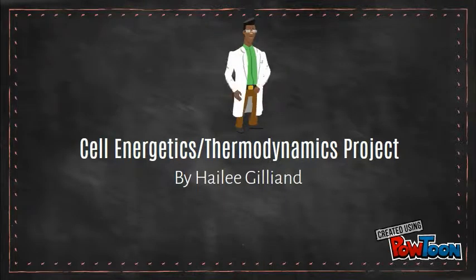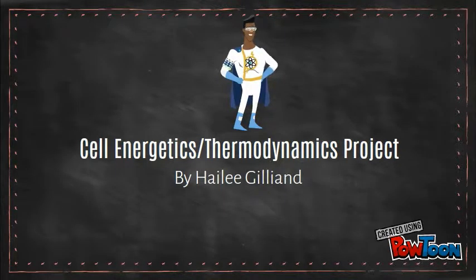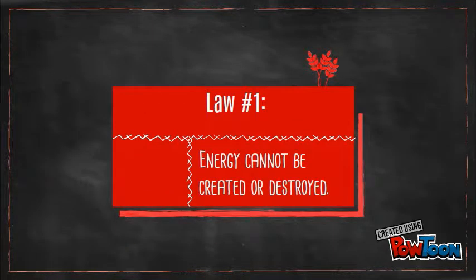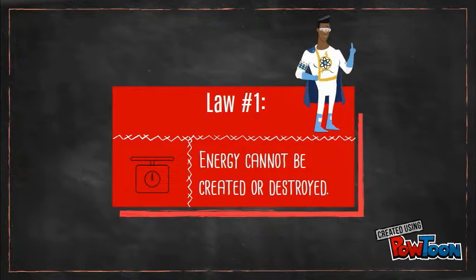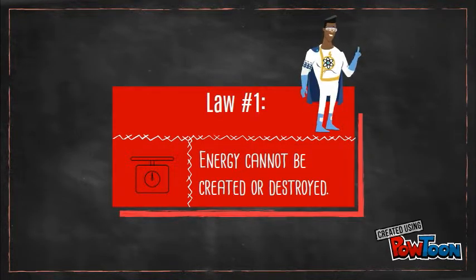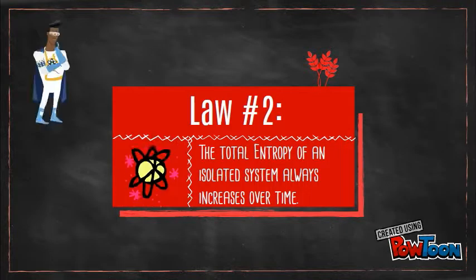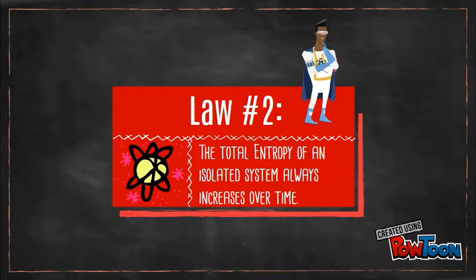In this video, I will be going over two subjects, cell energetics and thermodynamics. First, we'll start with the laws of thermodynamics. The first law of thermodynamics is that energy can't be created or destroyed. This means that when one form of energy goes into a system, the leftover energy will come back out without being created or destroyed. The second law of thermodynamics says that the total entropy of an isolated system always increases.